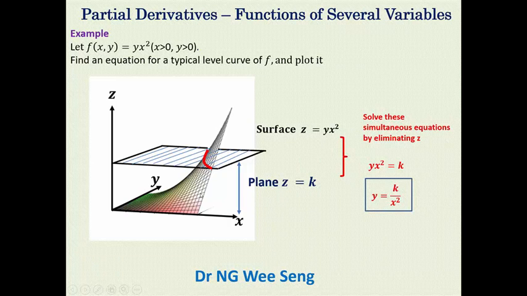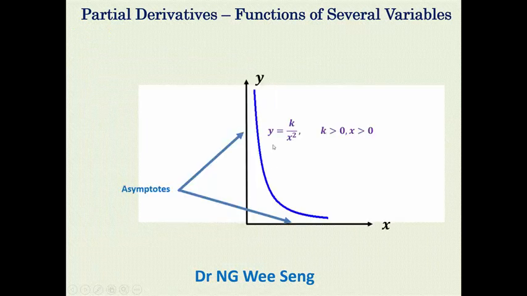It will cut this surface along a curve. Our job is to eliminate z from these two equations. And that can be done easily. All you have to do is to substitute z equals k into the equation of the surface. And that will give us the equation y equals k over x squared, where k is a positive number. y equals k over x squared is the equation of a hyperbola. So this is the level curve that we are trying to find.